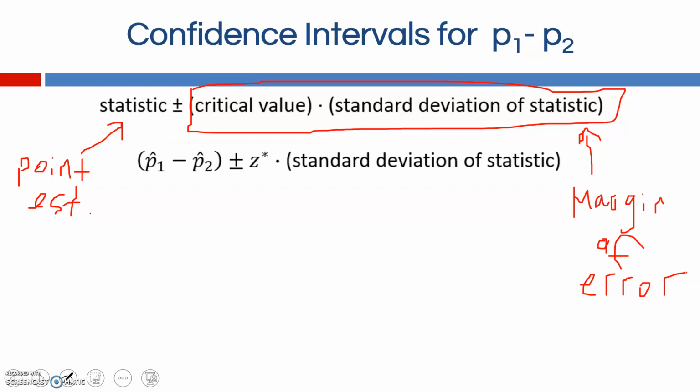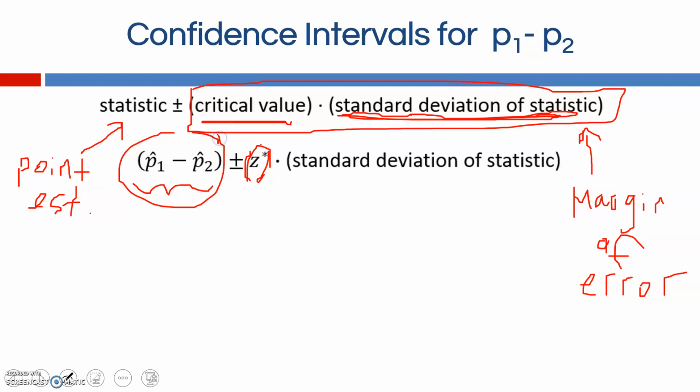Now, in the margin of error, you have your critical value, which for proportions is a z-star value, and you have a standard deviation of your statistic. So, notice on this section, our point estimate is the difference in the two sample proportions. All right, so here it's p hat sub 1 minus p hat sub 2, plus or minus a z-star times your standard deviation.